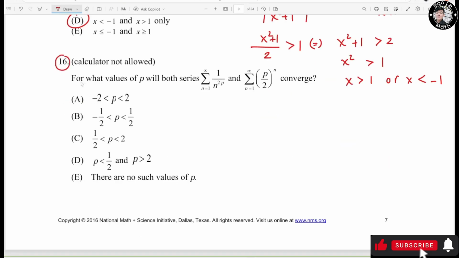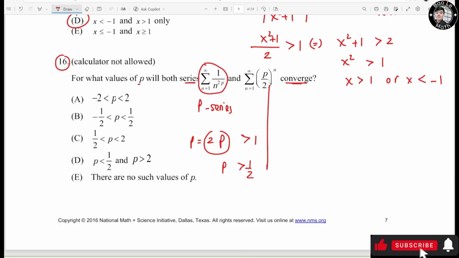Question 16. For what values of p will both series converge? Alright, so the first one right here is actually the p-series, where p equals 2p, right? So in order for this series to be convergent, we need 2p greater than 1, right? So p greater than 1 half, right?